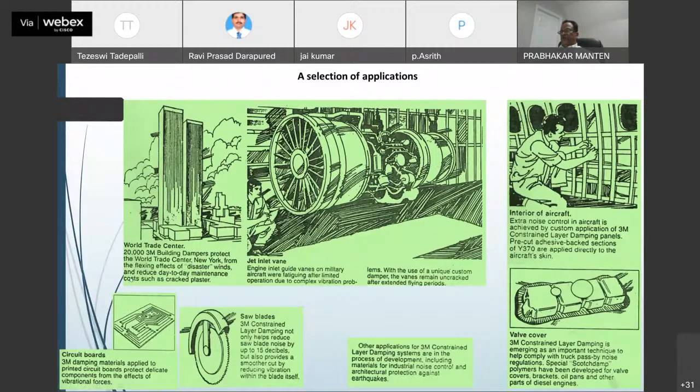So that's the idea: protecting New York from the flexing effects of disaster winds and reducing day-to-day maintenance costs such as cracked plaster. Jet inlet vanes, with their clamped condition, vibrate with the forcing frequency, so those vibrations have to be reduced. Engine inlet guide vanes on military aircraft were fatiguing after limited operation due to complex vibration problems. With the use of a unique custom damper, the vanes remained uncracked after extended operation. So add-on damping treatments took care of that.